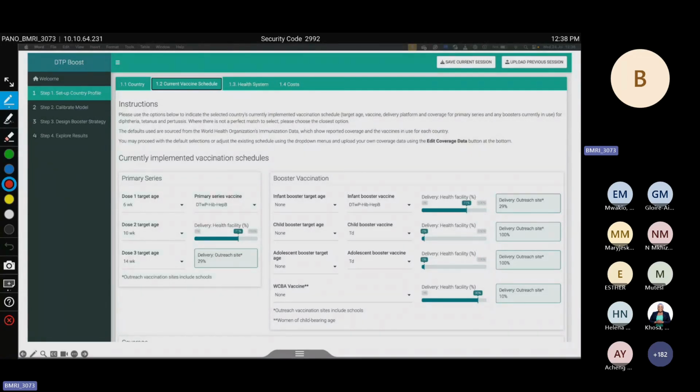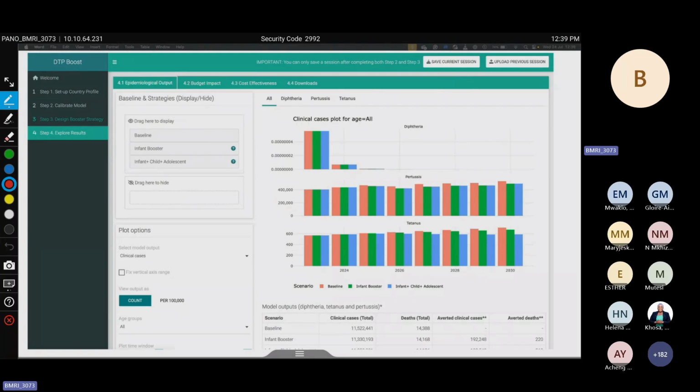What are the costs of procuring the vaccines right now, the cost of delivery? All of these are inputs that a user puts into the app itself. And we then have a section on developing strategies. Are you going to now introduce the childhood booster alone, look at its impact, or childhood booster plus adolescent, and so on? So here's a sample page from the outputs.